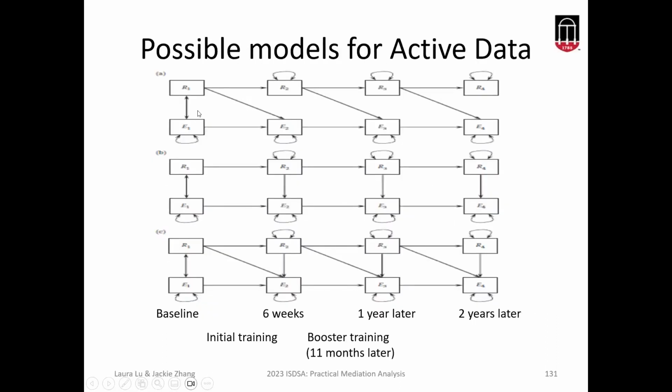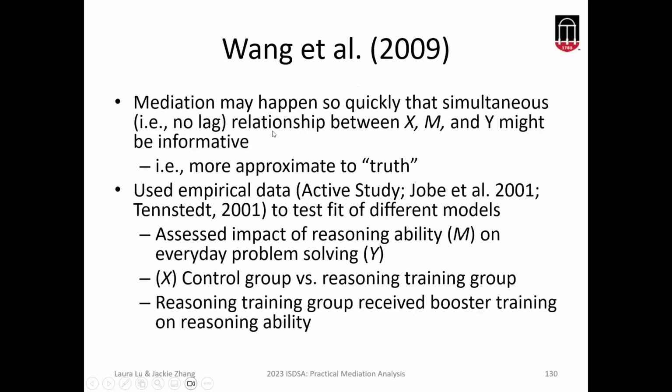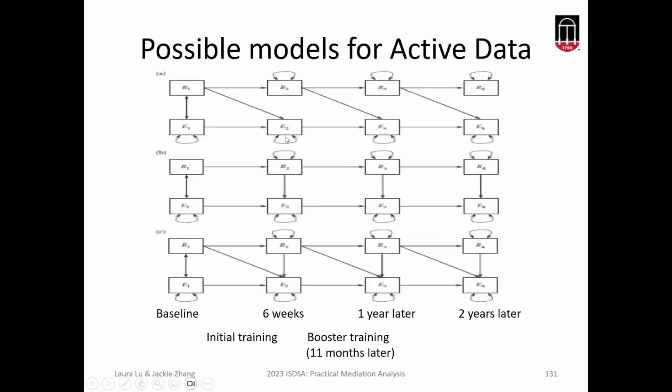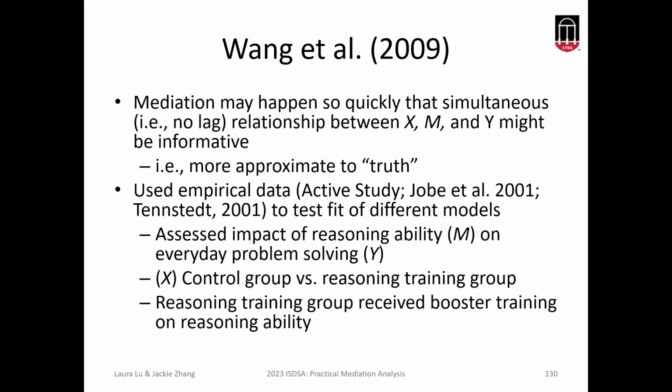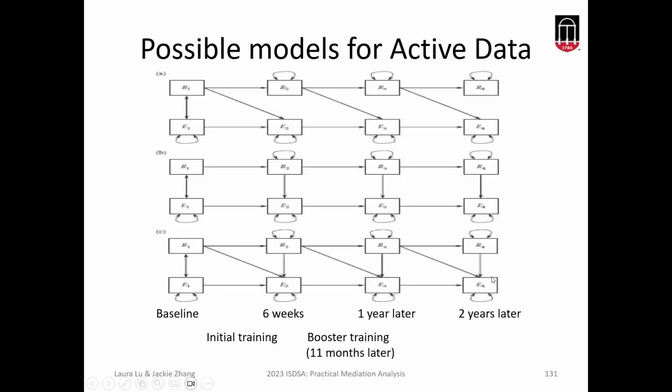So this is an example of the actual data. Again, using the previous example, we have reasoning ability, X, M. M is reasoning ability, and Y is everyday problem solving. X is the control group or reasoning training group, so we have different groups. We have these different abilities and different EPT values. So we can have different models for the same data set.